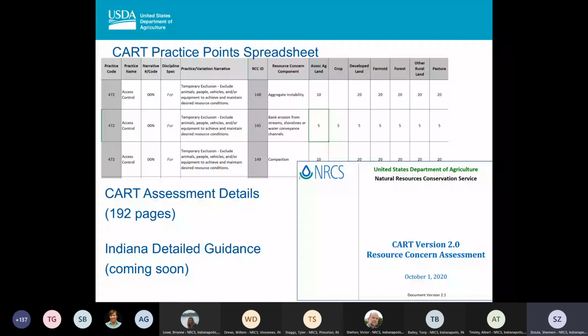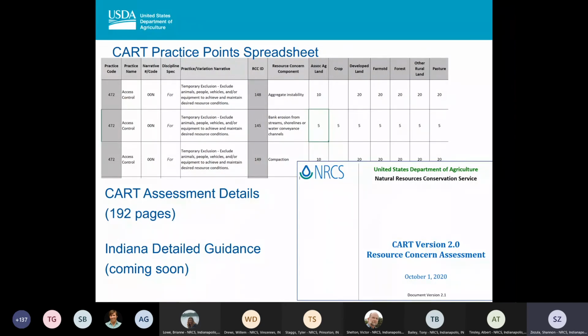Here's a snapshot of the practice point spreadsheet. Like I said, if you want to know what's going on behind the scenes when you schedule a practice, these data are available to you. You can see that by practice, by resource concern, the practice points that national, again, these are national established for the various land uses for that practice, and by the practice narrative.